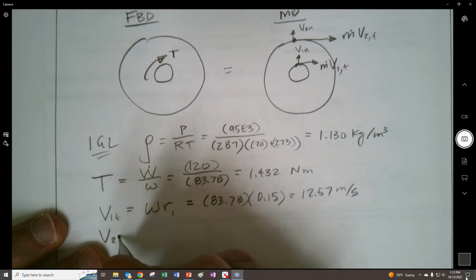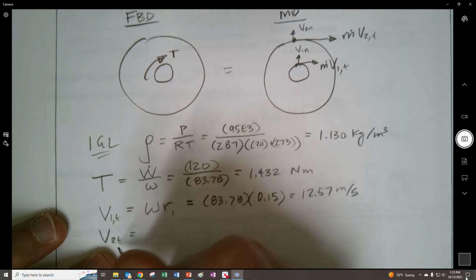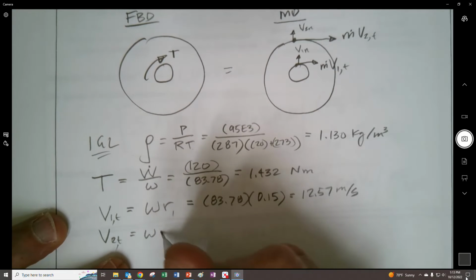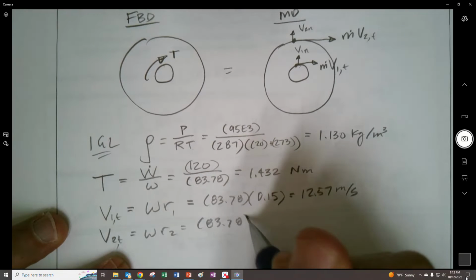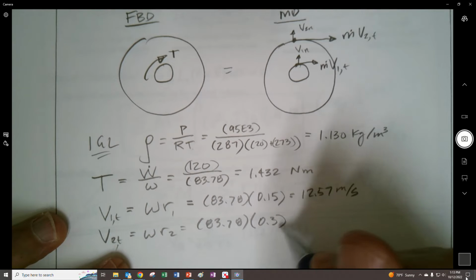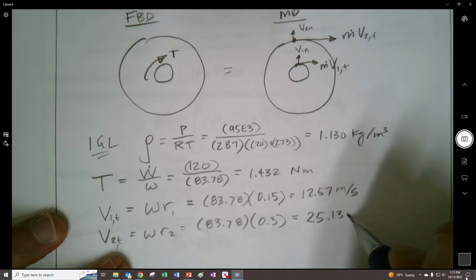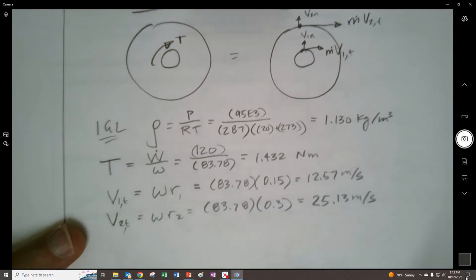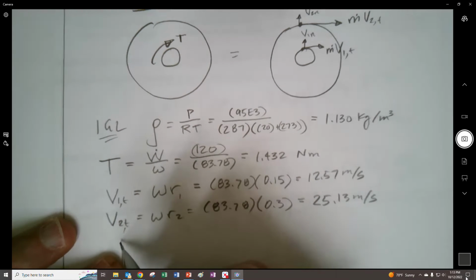And V2t is omega R2, 83.78, and what did they say? They were 30 centimeters, so this should be 2 times that, so 25.13, 2 times the other one. And these are low enough that we don't have to worry about compressibility issues in here.